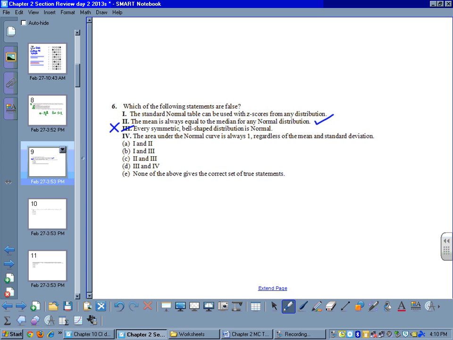The area under a normal curve is always 1, regardless of the mean and standard deviation. That is also false. The area under the standard normal curve is 1. And a standard normal curve will then have a mean of 0 and a standard deviation of 1. So number 4 is also false, and number 1 is false. A standard normal table can only be used with z-scores from a normal distribution. That's why we have our 4 tests for normality. So the correct answer for number 6 is E.